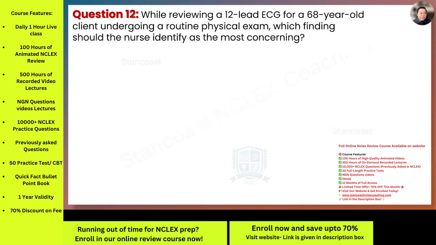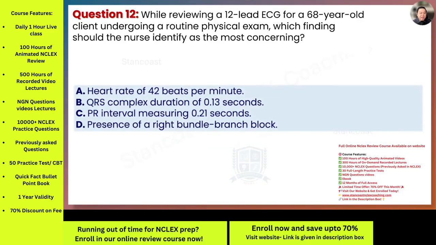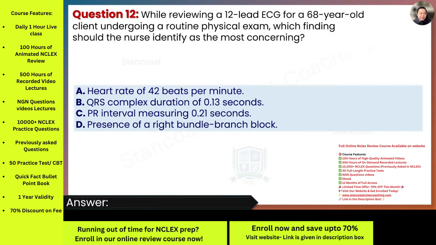Let's have number 12. While receiving a 12-lead ECG for a 68-year-old client undergoing a routine physical exam, which finding should the nurse identify as the most concerning? Options: A, heart rate of 42 beats per minute. B, QRS complex duration of 0.13 seconds. C, PR interval measuring 0.21 seconds. D, presence of a right bundle branch block. The correct answer is letter A.